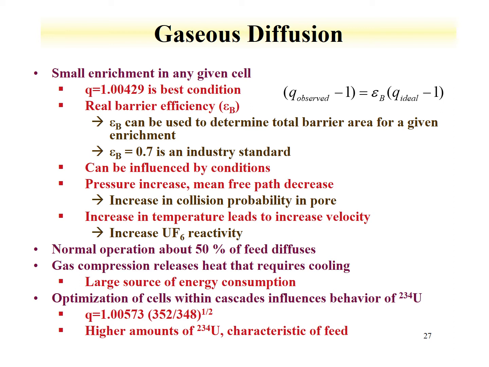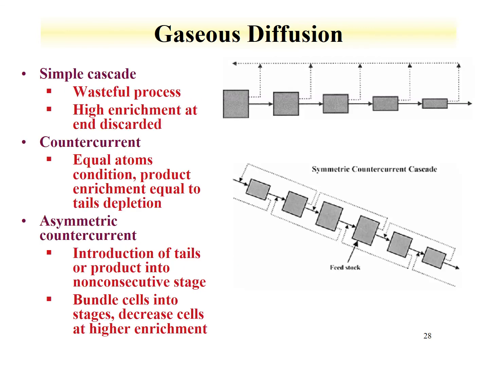These cascades are linked together and are used in tandem. Here's an example of a cascade where uranium will come in, the product will be fed to another, and then another, and then another. And as you can imagine, if we had this very simple cascade, a good deal of the gas does not go through the enrichment process, so it winds up being a very wasteful process.